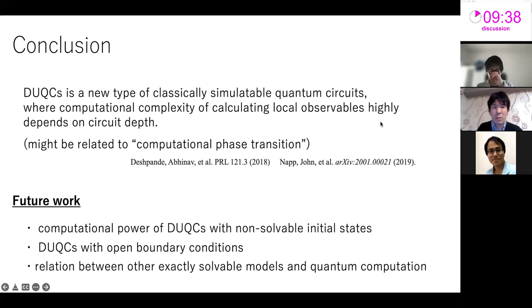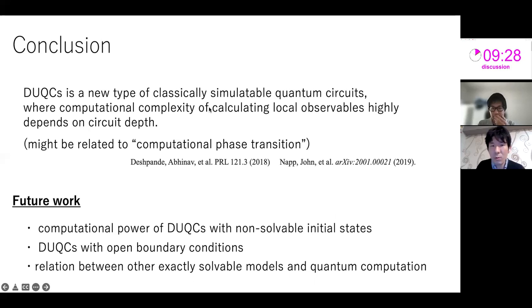Okay, thank you, Suzuki-san. Thank you for the interesting talk. So the time is up for discussion. Are there any questions or comments? Okay, Nishino-san, please.